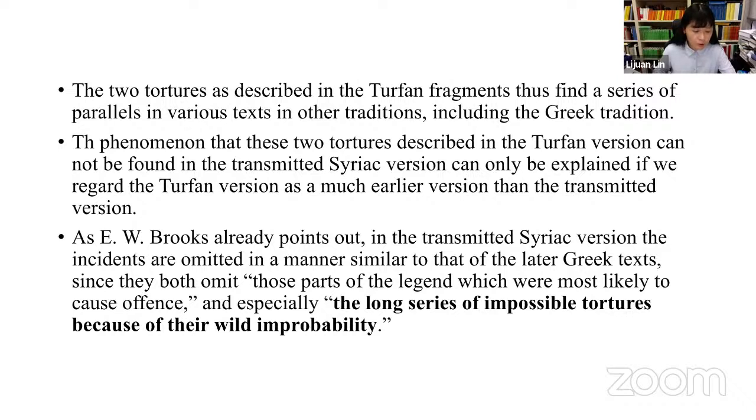Why? This phenomenon can only be explained if we regard the Turfan version as a much earlier version than the transmitted one. As the renowned scholar Brooks already points out, in the transmitted Syriac version, the incidents are omitted in a manner similar to that of the later Greek texts, since they both omit those parts of the legend which were most likely to cause offense, and especially the long series of impossible tortures because of their wide improbability.